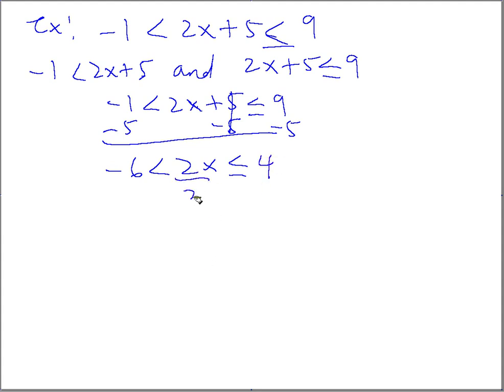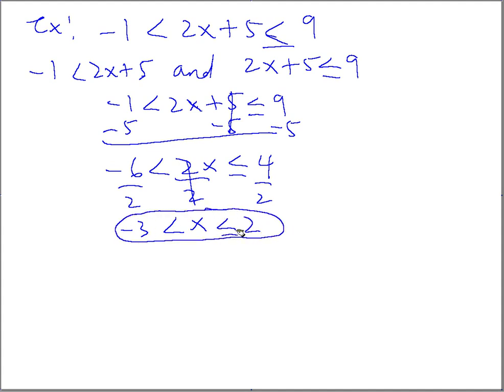Now divide out the 2 again, do it to both ends. All right. So you're going to get what? -3 less than x less than or equal to 2 as the solution. In other words, all real numbers between -3 and 2, including 2, will be solutions.